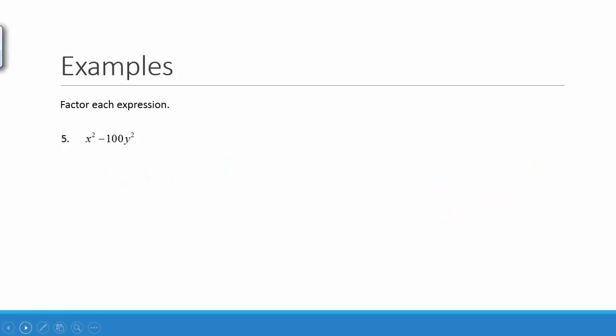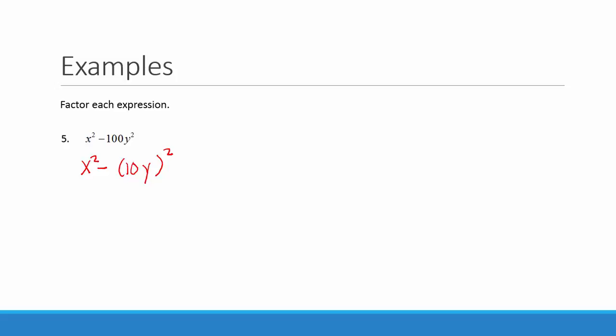In our last example, we have x squared minus 100y squared. Let's rewrite these to show that they are a difference of two squares. So let's rewrite this as x squared minus something squared. So we have to ask ourselves, what squared is 100? Well, 10 squared is 100, and y squared is y squared. If we square the product 10y, we get 100y squared.